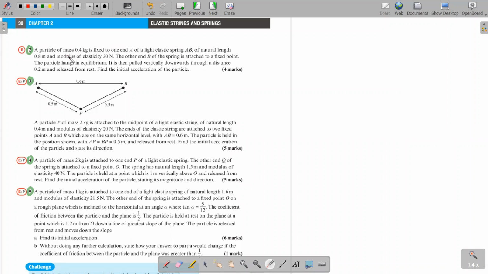Question number 2. A particle of mass 0.4 kilogram is fixed to one end A of a light elastic spring AB of natural length 0.8, modulus of elasticity 20, and the other end B of the spring is attached to a fixed point. The particle hangs in equilibrium. Do you see this? The particle hangs in equilibrium, which means there's a couple of diagrams involved here. In the first case, you have the particle. Now you have the spring.